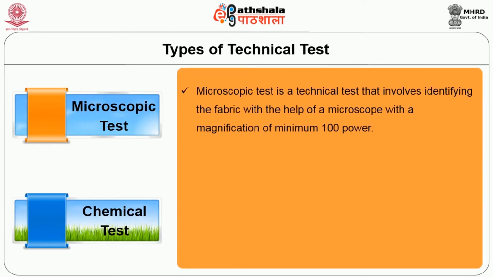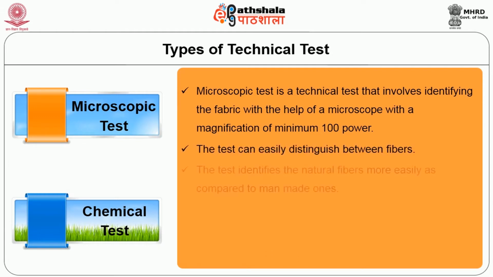There are two types of tests which can be done: under the microscope, and using chemicals for identification of the fiber. So the microscopic test is a technical test that involves identifying the fabric with the help of a microscope with a magnification of minimum 100 power. The test can easily distinguish between fibers.